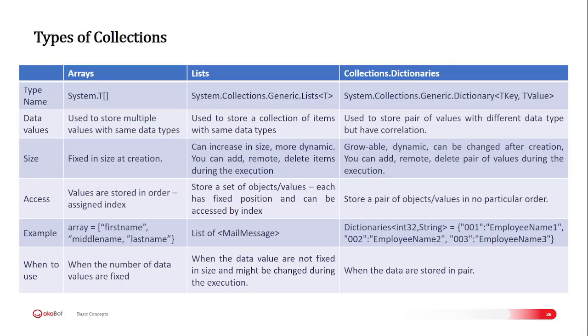So, in summary, arrays are great for fixed collections, lists offer flexibility with dynamic size, and dictionaries are ideal for storing related pairs of data. By understanding the strengths of each collection, you can choose the right one for your automation needs.